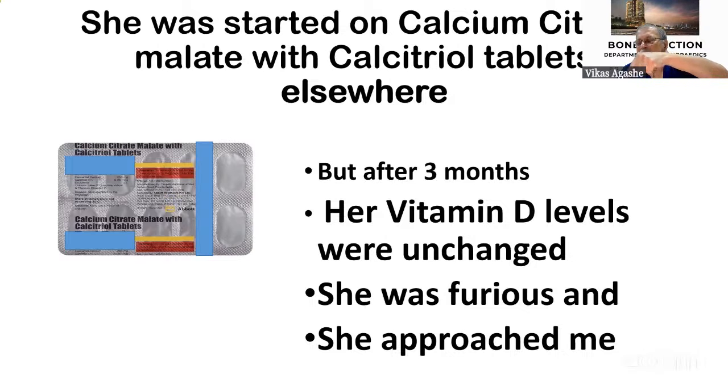125 is being supplied by your calcitriol directly. Correct? It is not passing through the 25 phase at all. So body stores remain the same. So the 25 hydroxy level remains the same, but the patient improves because you have given calcitriol. Correct? Aayi baat samajh mein?